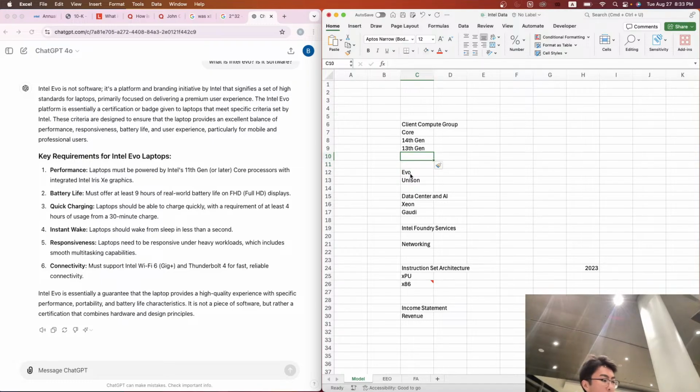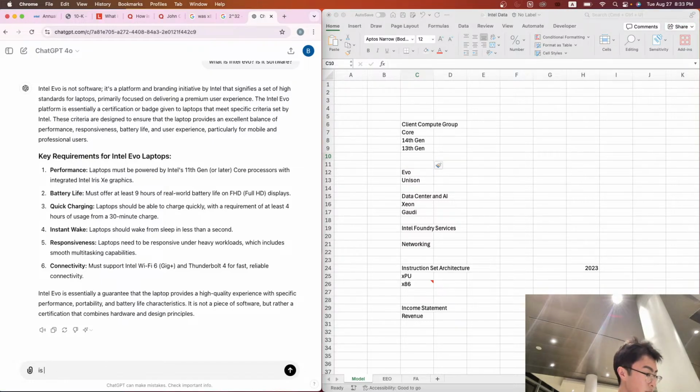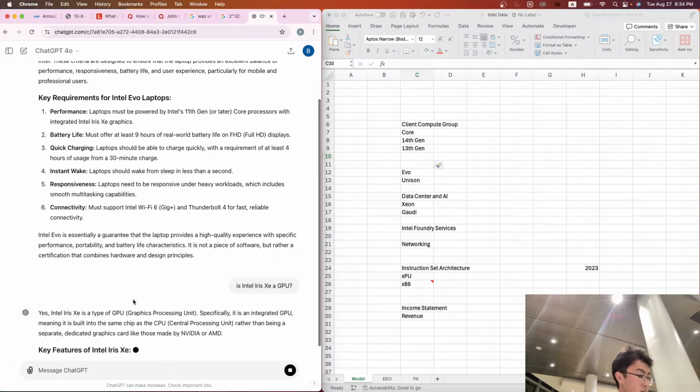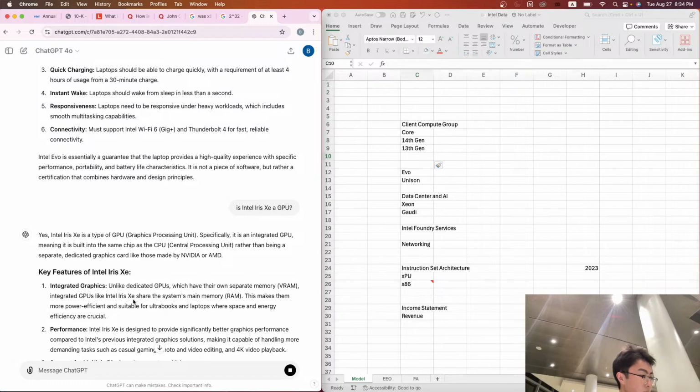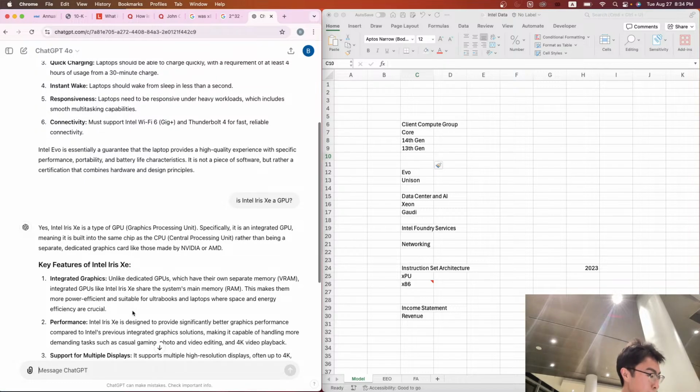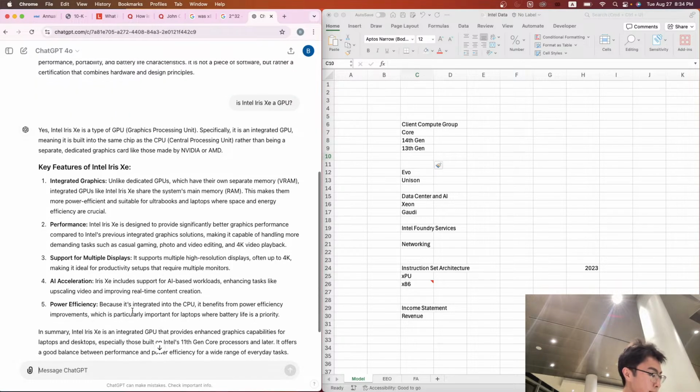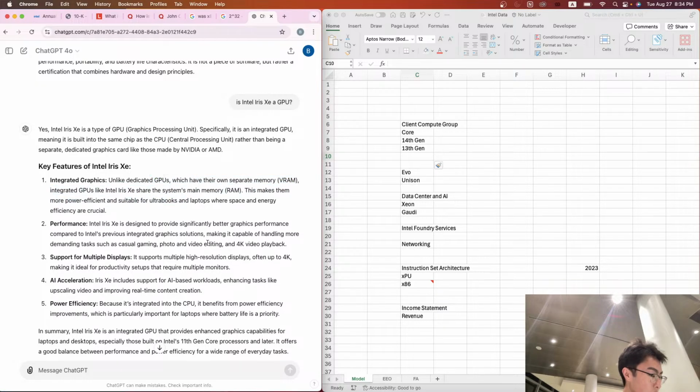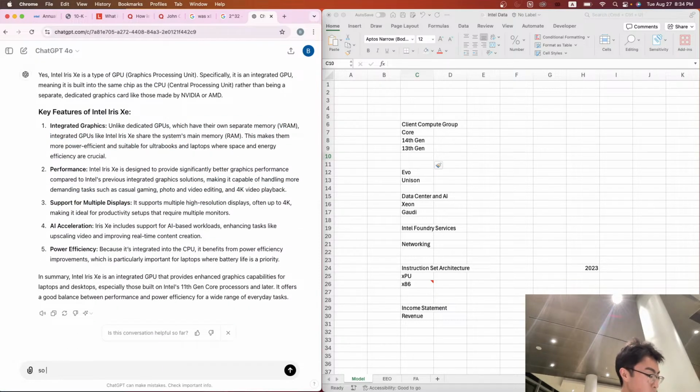11th gen core processors. Okay. I guess, is Intel Iris Xe a GPU? It's built into the same chip as. Oh, it's very, very good. Okay. So is Intel Iris Xe packaged with Intel Core?